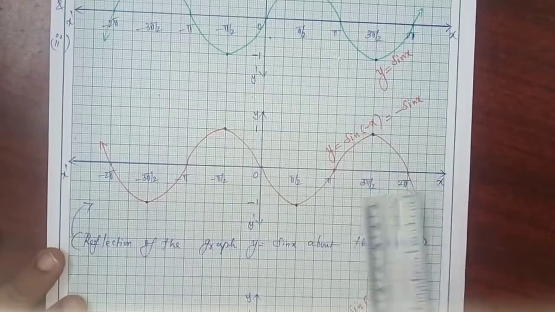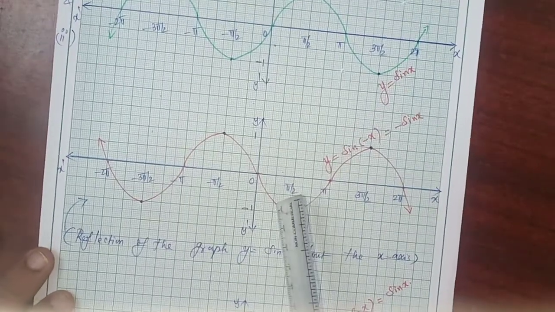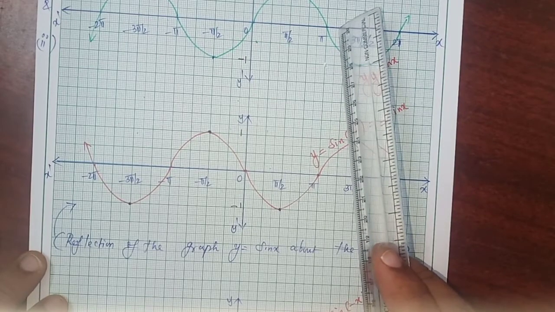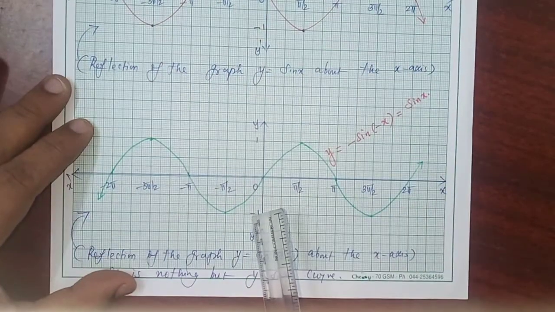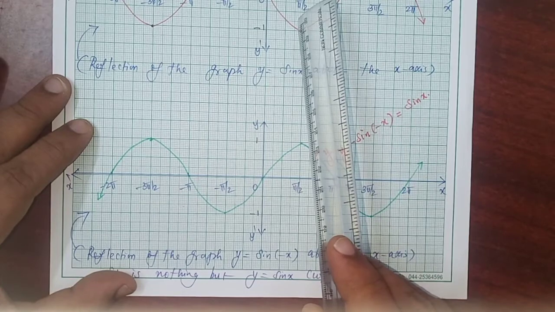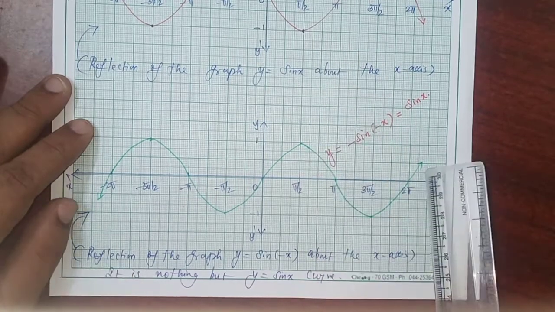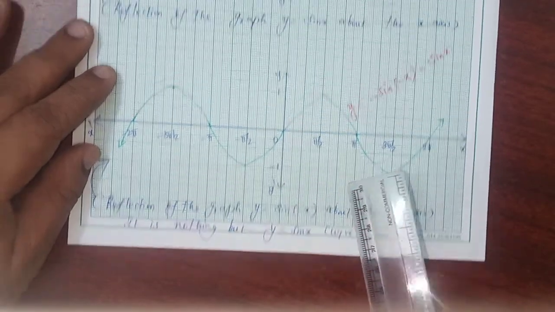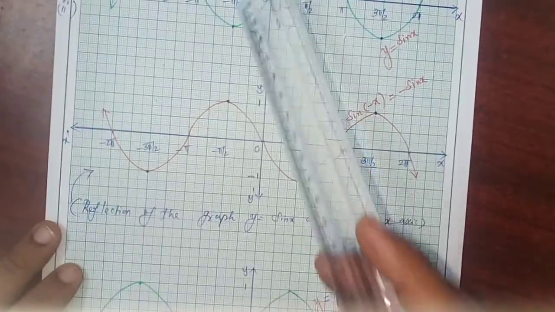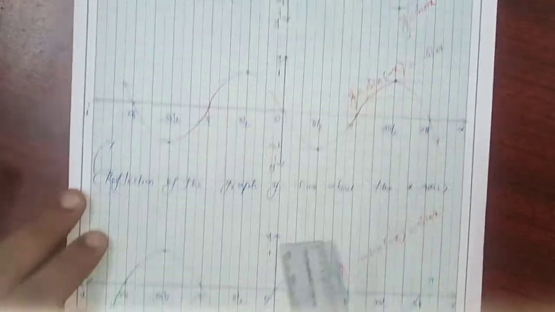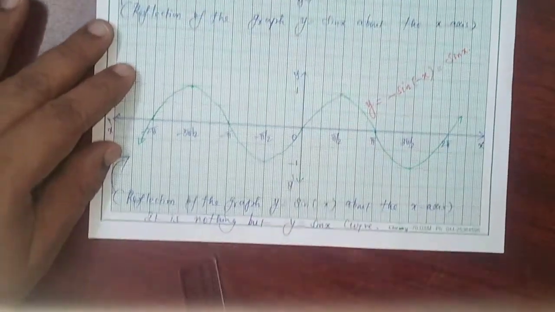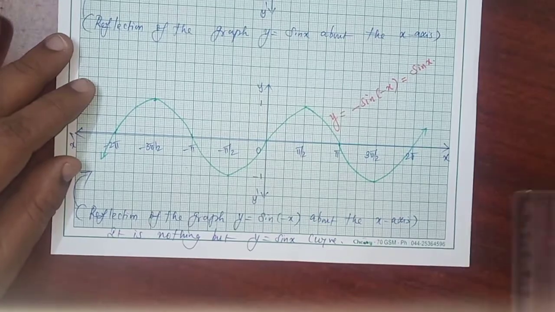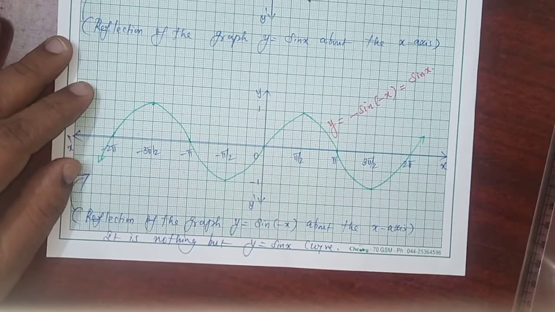So again I tell you, this subdivision number 1 is a reflection of this graph, and subdivision number 2 is a reflection of this graph about the x-axis. Both about the x-axis only, so it is nothing but y equal to sine x. Look at that, these two are the same only. No change at all. The given graph and subdivision 2 are the same, so I have mentioned it is nothing but the y equal to sine x curve. So two subdivisions are all over. Now we can go for the third subdivision.